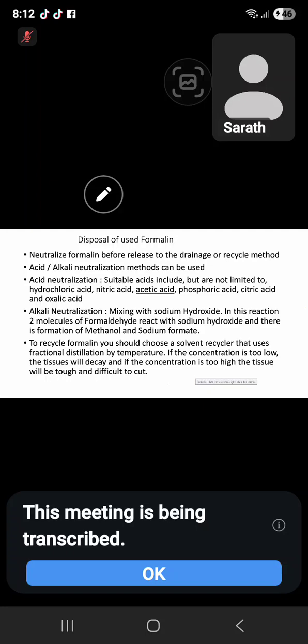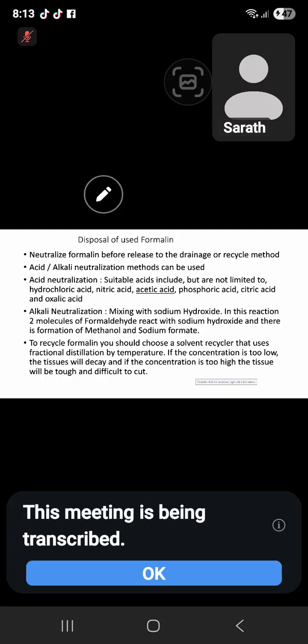So my question: how do you dispose of toxic chemicals used in histopathology? If you get that type of question, you have to mention formalin and xylene. Xylene, how do you do it? The 3R system, or incineration, or recycling. Formalin, how do you do it?